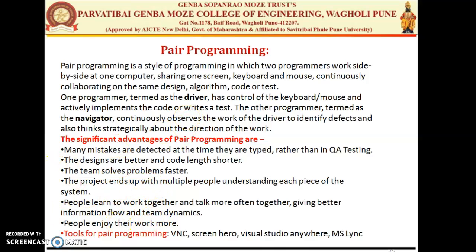The team solves problems faster. Why? Because two people work on the same thing. The project ends up with multiple people understanding each piece of the system. If two people are working on the same thing, the code is easily understandable to others also. People learn to work together and talk more often, giving better information flow and team dynamics. They are building their skills and building the team. Working together and talking to each other gives better information flow, better understanding, and better team dynamics.